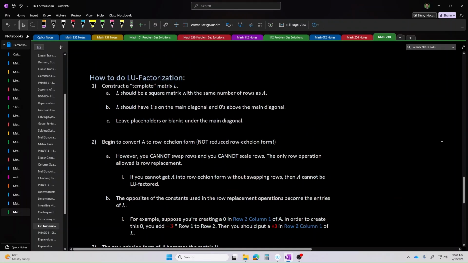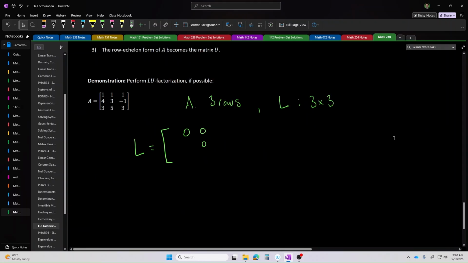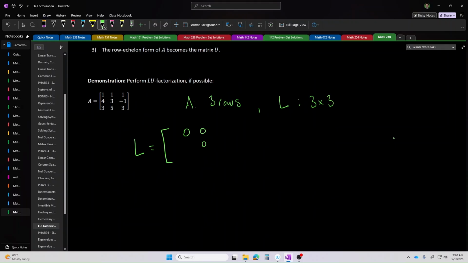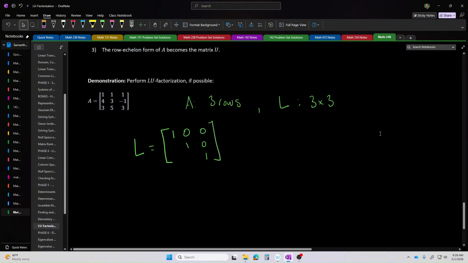Now, when we set up our template matrix L, we always agree to have ones on the main diagonal. So you can also fill that in immediately as well. We're going to, in the algorithm, have ones on the main diagonal. So then the question just remains, if we have zeros above the diagonal, and if we have ones on the diagonal, what entries are going to go below the diagonal?